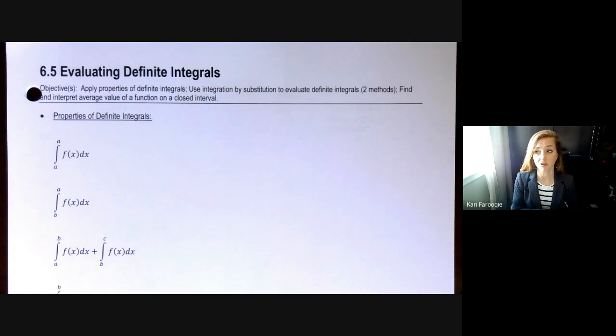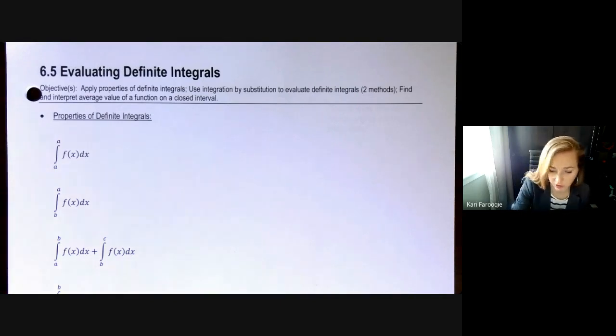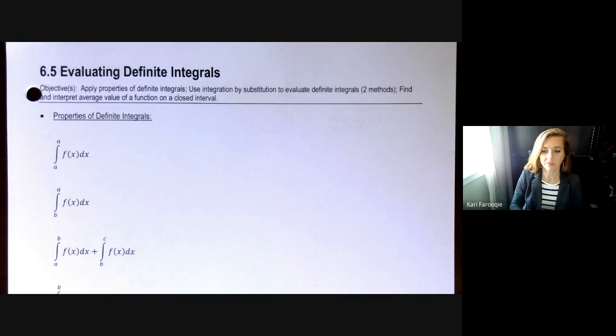We're going to use integration by substitution to evaluate the definite integrals. I'm going to show you two methods. I'm going to tell you which one I prefer, but you can decide. We're going to find and interpret average value of a function on a closed interval. So a lot of stuff to do today, but all really, really good stuff and extremely important. So let's get into it.